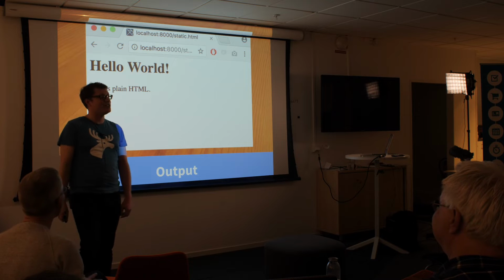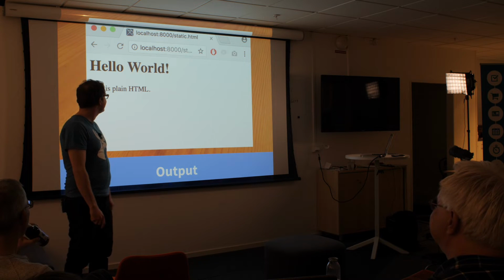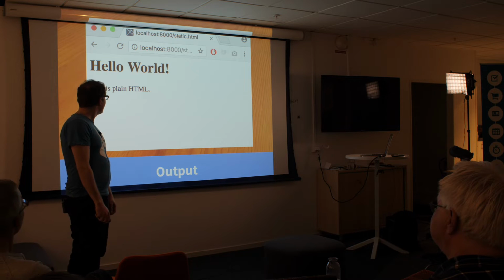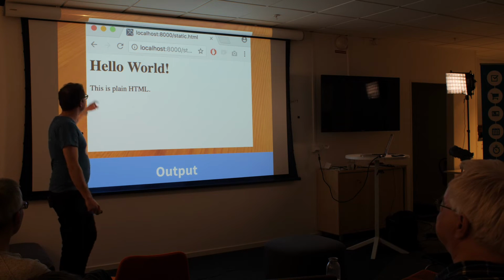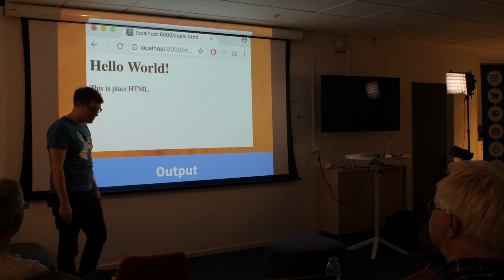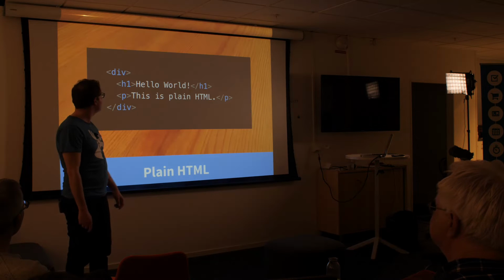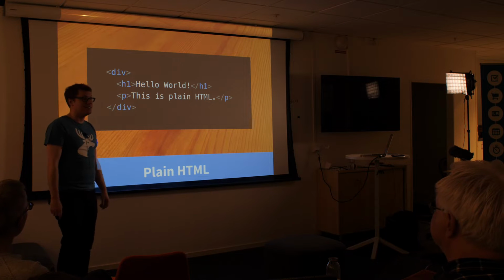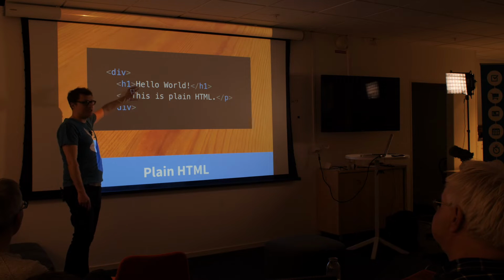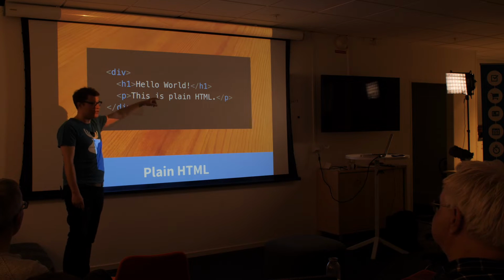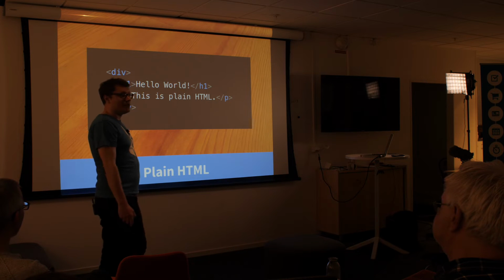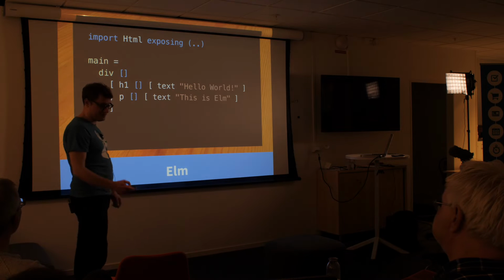Here's a Hello World webpage. Plain HTML. As you can guess, here's an H1 tag. We have a P tag here, a paragraph. The HTML code looks like this. We've encapsulated our content in a div tag, and we have H1 with a hello world, and we have a P tag with this is plain HTML. The equivalent of this in Elm looks like this.